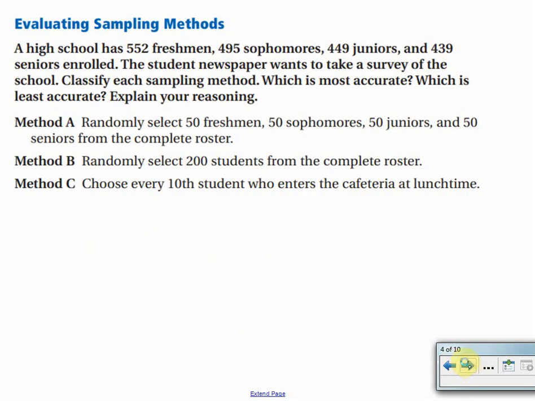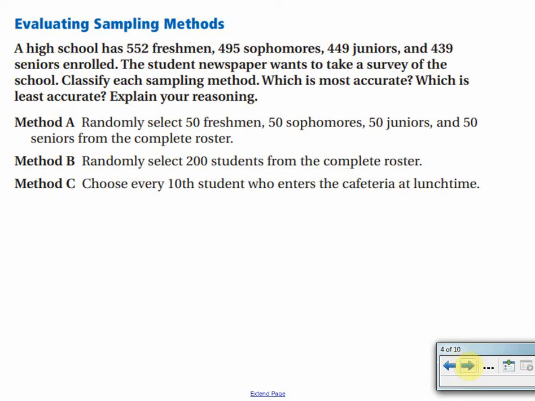A high school has 522 freshmen, 495 sophomores, 449 juniors, and 439 seniors enrolled. The student newspaper wants to take a survey of the school. Classify each sampling method, which is the most accurate, which is the least. Explain your reasoning.